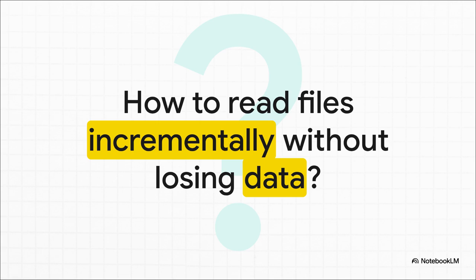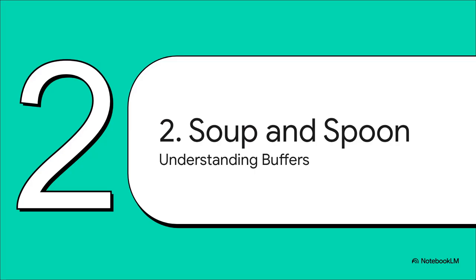To find a new line character, you have to grab the file in chunks. But what happens if you read a chunk, find your new line, but you've also accidentally scooped up the first half of the next line? If you just throw away that extra data, boom, your file is corrupted. You've lost critical information. Moving on to Section 2, the soup and spoon, understanding buffers.